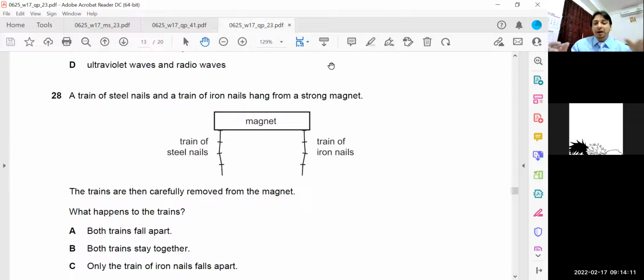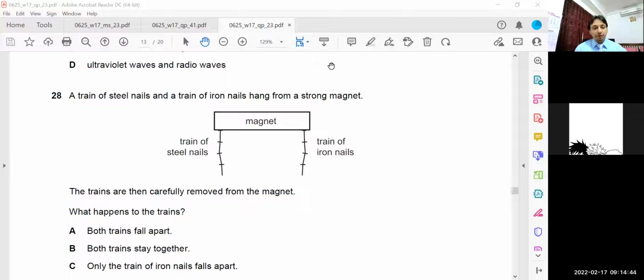Steel nails, iron nails. Now, children, here you have to use the concept that for making a permanent magnet, we prefer steel. It is difficult to magnetize steel, but once it gets magnetized, it takes a very long period of time to demagnetize, or its retentivity is higher. It can retain magnetism for a longer period of time as compared to iron. So I think from this explanation, you will be able to find the answer for question number 28.